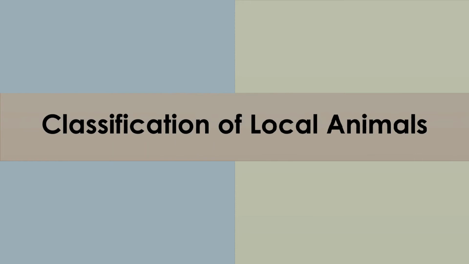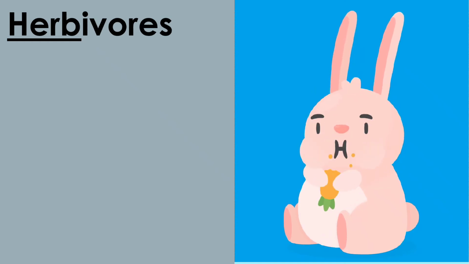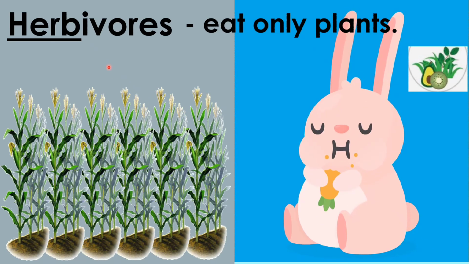So now our topic is all about the classification of the local animals. When we say local animals, these are the animals that we can find in our area, animals that we can find here in Thailand. We have rabbit. Rabbit is what we call a herbivore. Herbivores are the animals that only eat plants.